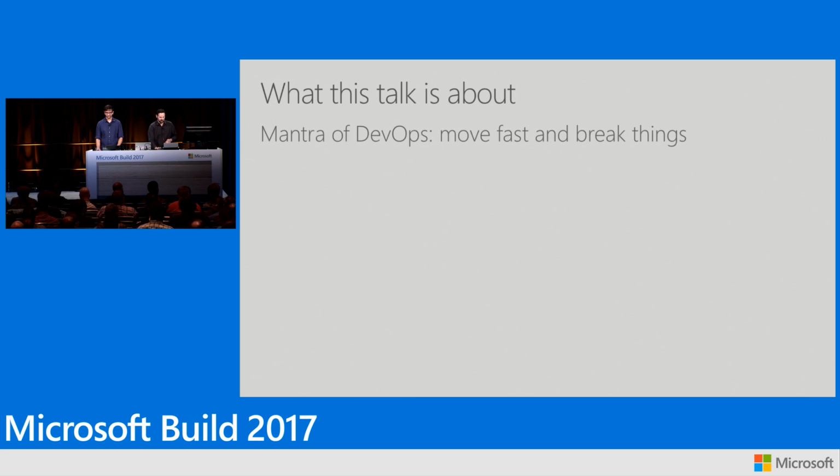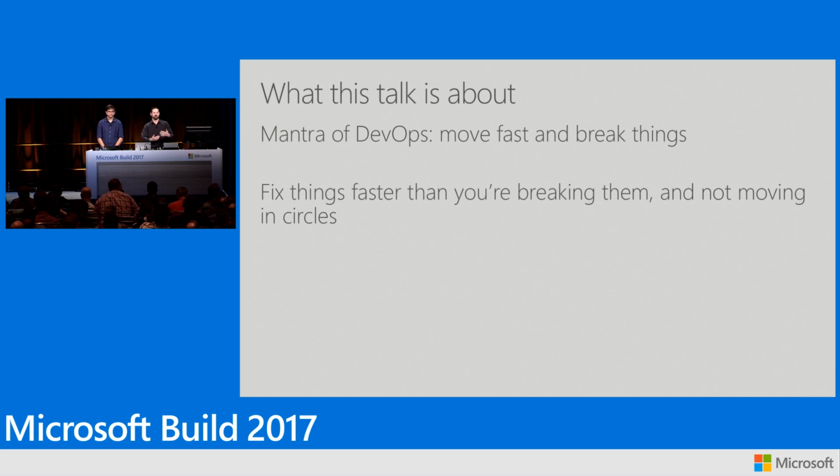Okay, so what is this talk all about, right? So we talk about DevOps and the mantra of DevOps and being agile and getting your stuff to the cloud so you can get stuff to your customers faster. And so we really believe in this move fast and break things kind of idea. But that means you're doing more testing and fixing of stuff in production. And so one of the things that's kind of implied about move fast and break things is you actually need to be fixing these things faster than you're breaking them and not sort of running in circles, so to speak.